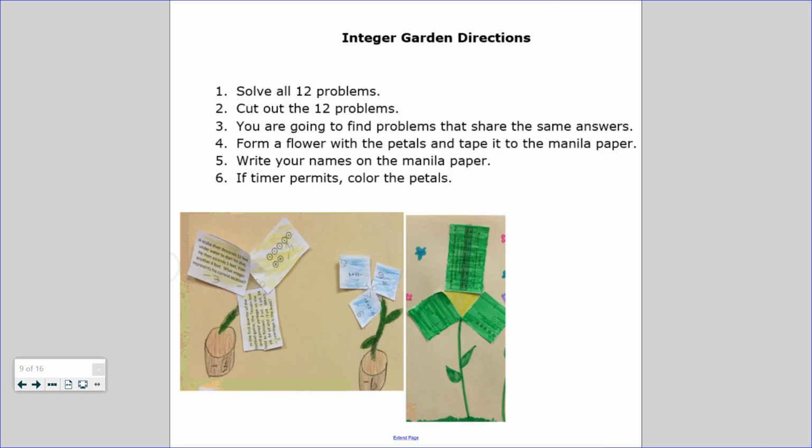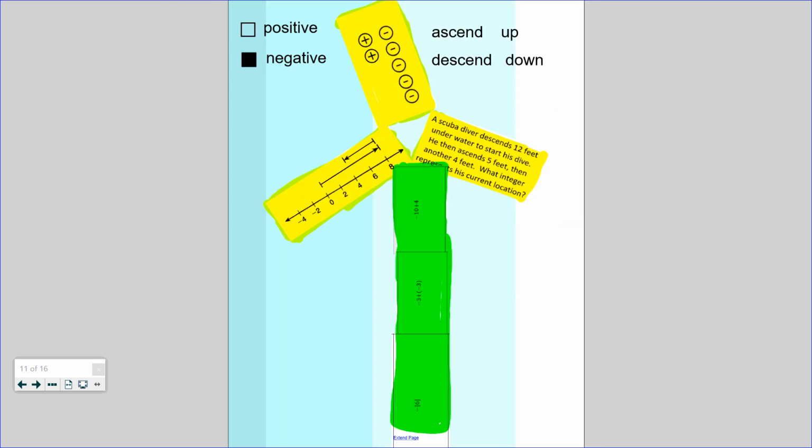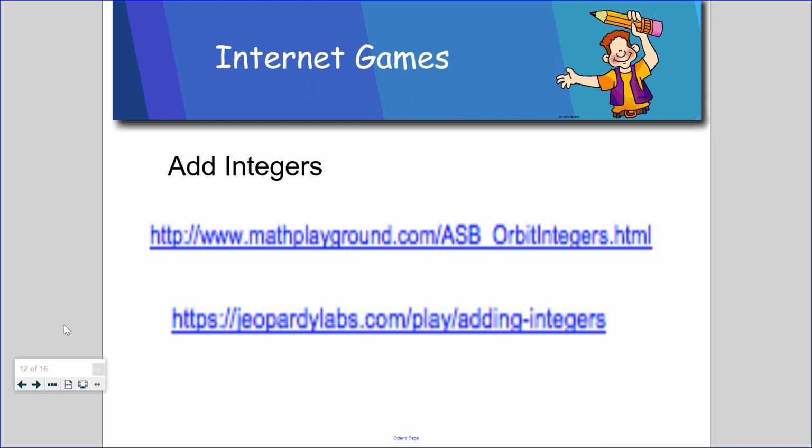You're going to be given 12 problems, and then you're going to cut out the 12 problems, and then you're going to find problems that share the same answers, form a flower with the petals, and tape it to the middle of the paper, like this. And so you're going to make a little picture with it. And that is our activity. Something like that. All right.